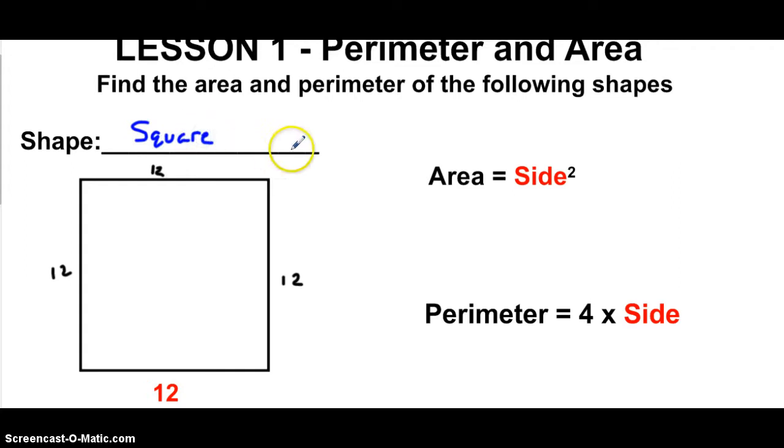This is a square. Now, we're going to give you all the formulas. All you have to do is apply them. Now, to find the area of a square, all you have to do is take the side and square the side length. That's simple. So if I know the side length is 12, I just take 12 and square it. So the area of this square is 144. All right? That's just 12 squared.